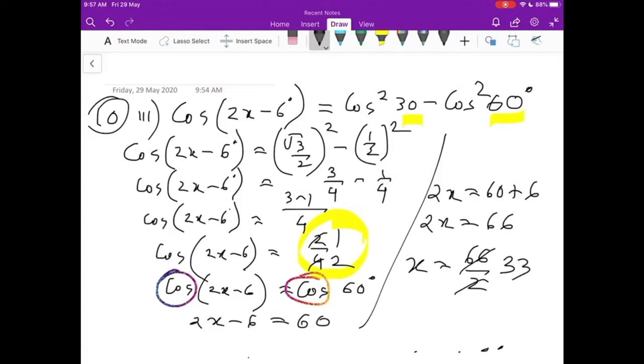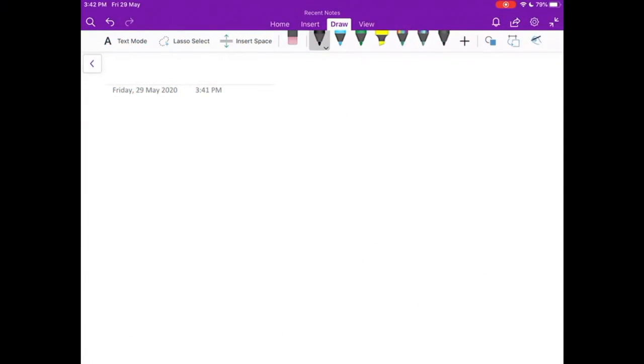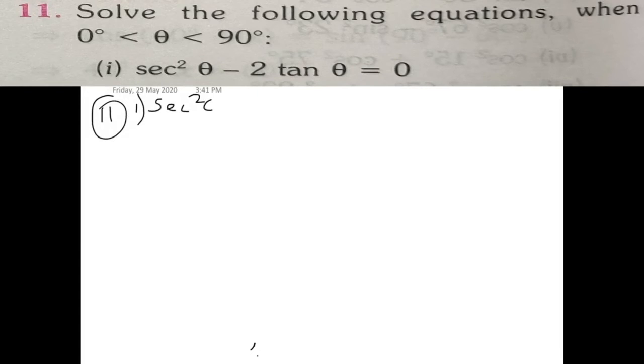Now question number 10 has two more questions similar to this one. You can solve them. In fact, question number 1 and 2 are much easier. Going on to question number 11. Now question number 11 is a little difficult as compared to other questions. And out of the 5 questions, I'll try to do 2. The most difficult ones are what I am trying to do. So you can try others. Okay, so here you go then. Question number 11. In question number 11, if I am going with number 1, it is sec square theta minus 2 tan theta is equal to 0.